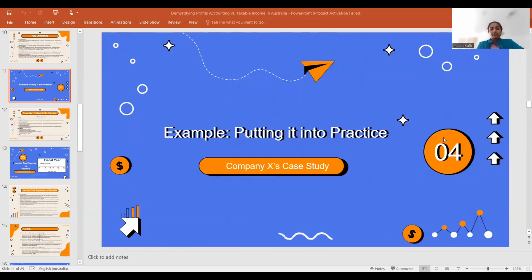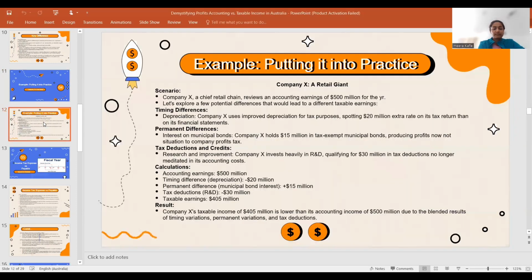Thank you, Susma. For the more clarification, let's go through the Companies Act's case study. At first, let's talk about Companies Act scenario. Company Act's a chief retail chain reviews an accounting earnings of $500 million for the year. Let's explore a few potential differences that would lead to a different taxable earning.